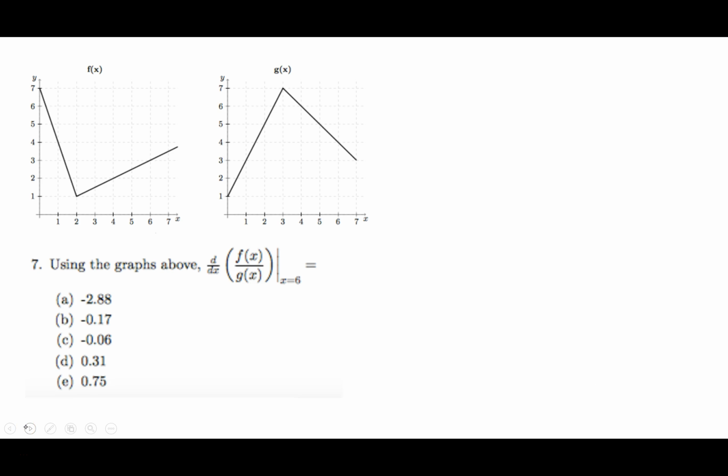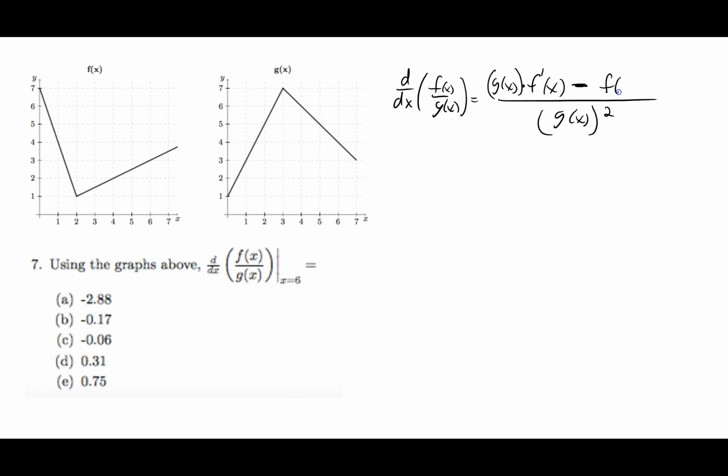Next up is going to be the quotient rule. This is f divided by g. So the quotient rule is that the d/dx of f of x over g of x is: square the denominator, bring the denominator up to the numerator, multiply that by the numerator's derivative, put a minus sign, leave the numerator alone, multiply by the derivative of the denominator. They want this at x equals 6. So let's go ahead and get g of 6, f of 6, f prime of 6, and g prime of 6, and plug them in.